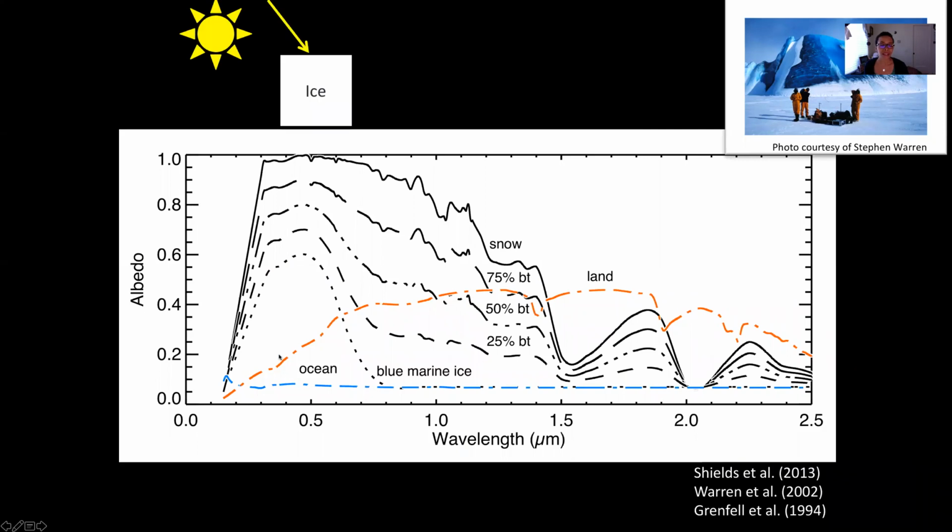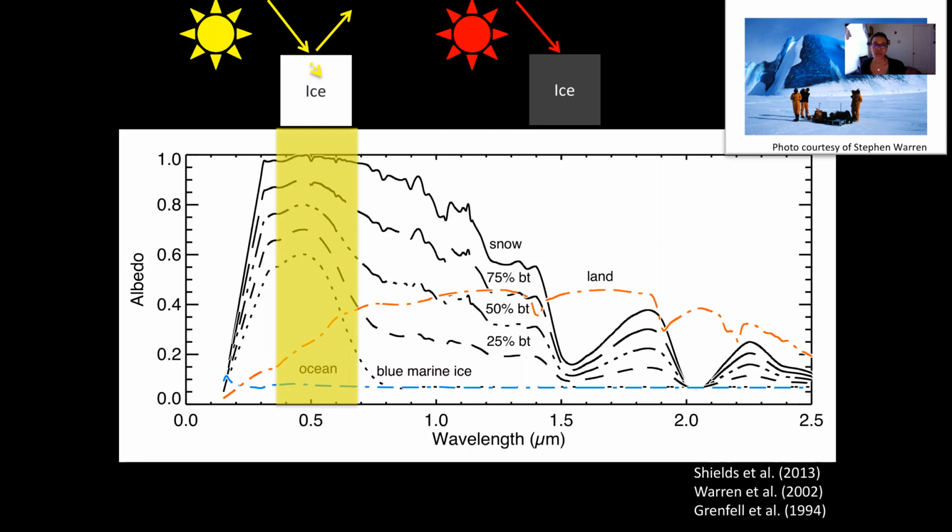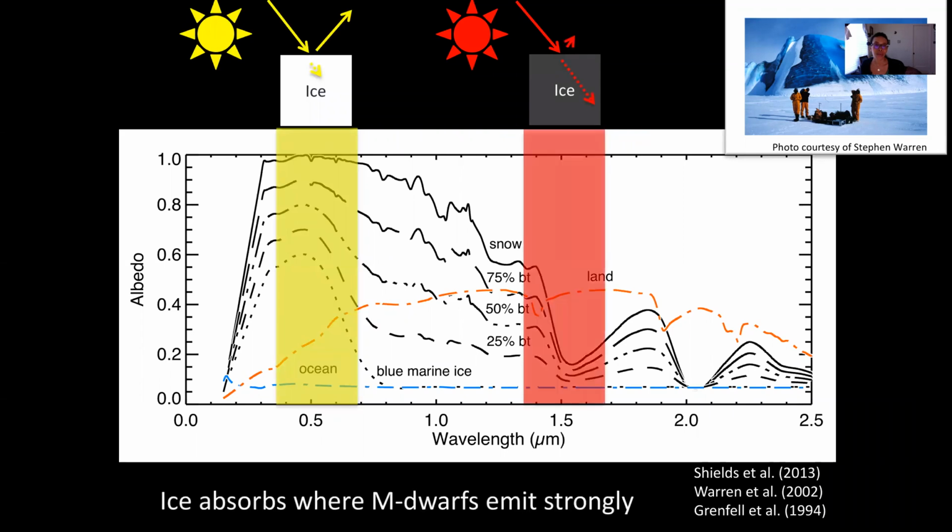What we see is that ice on a planet orbiting a star like the sun is going to reflect most of the light that hits it, because ice reflects strongly where the sun emits strongly. Whereas ice on a planet orbiting a cooler, redder M-dwarf star is going to absorb most of the light that hits it, because ice absorbs strongly where M-dwarfs emit strongly. And so understanding this phenomenon has led to being able to apply it to climate and habitability studies.